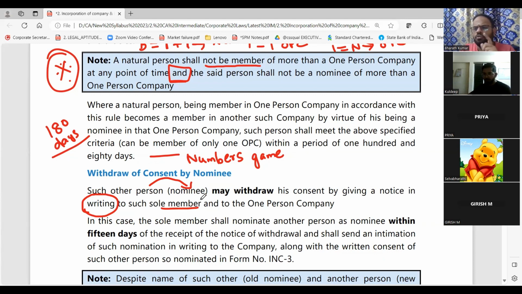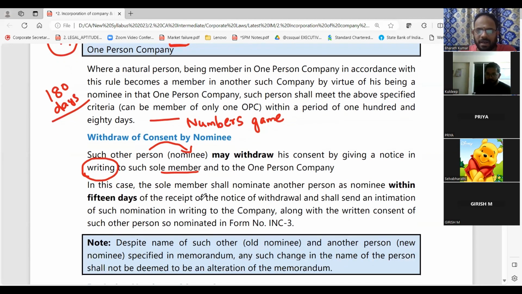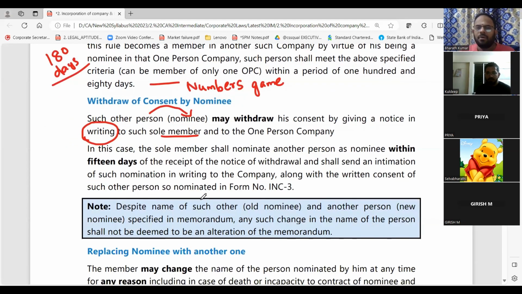You can ask me, sir, sole member only is one person company. Why are they telling sole member and one person company? Perpetual succession. Separate legal entity. Perpetual succession is continuity, correct? Separate legal entity: business and person are different. Correct? Salomon versus Salomon, case law. So all that is going to be there. Now they will withdraw. Okay. In this case, the sole member shall nominate another person as nominee within how many days?